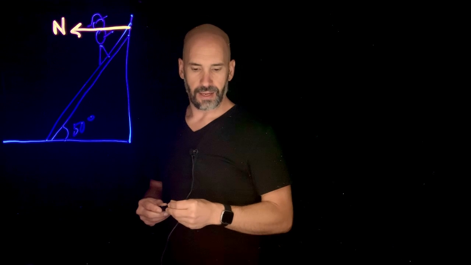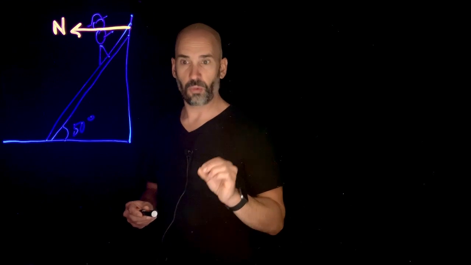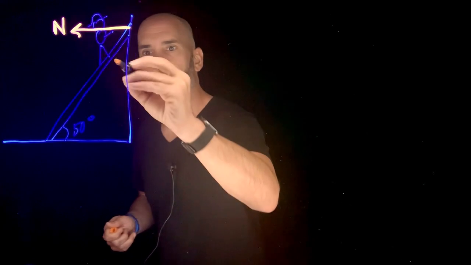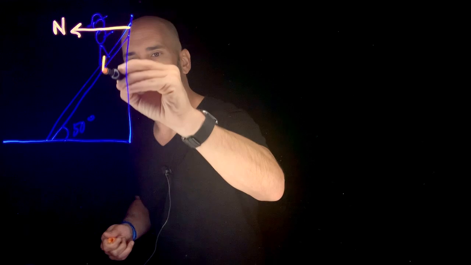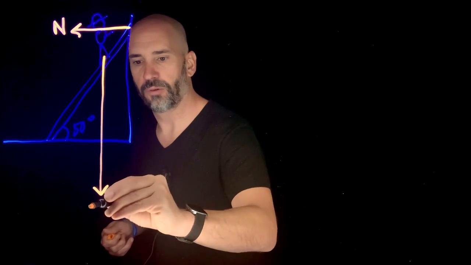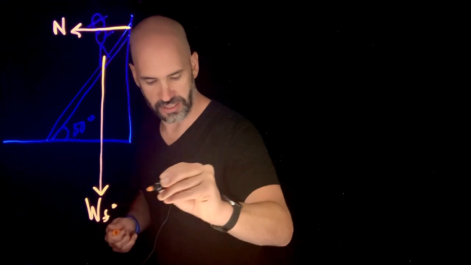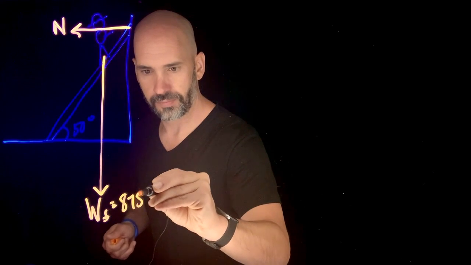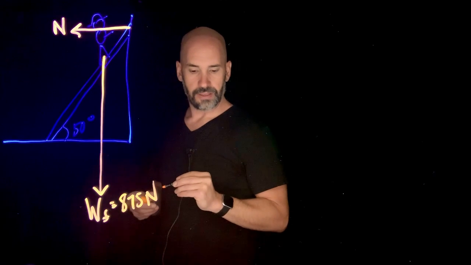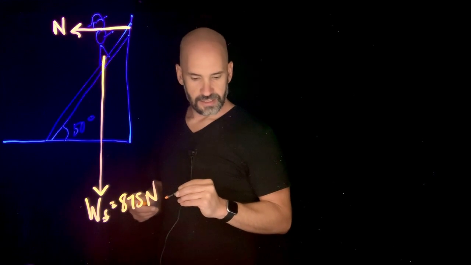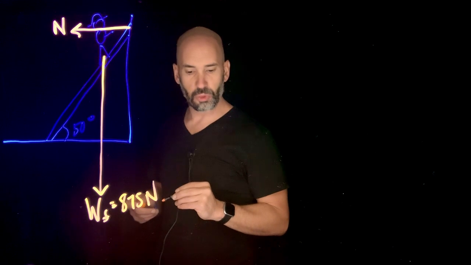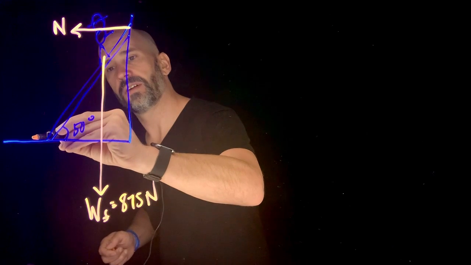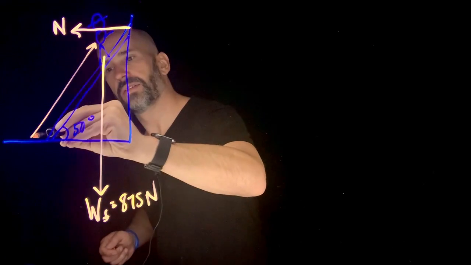So the firefighter, who has a weight of 875, they're telling us more information. We have the weight of the firefighter, which is 875, and they're standing 6.3 meters up from the bottom of the ladder. So this distance here is 6.3.